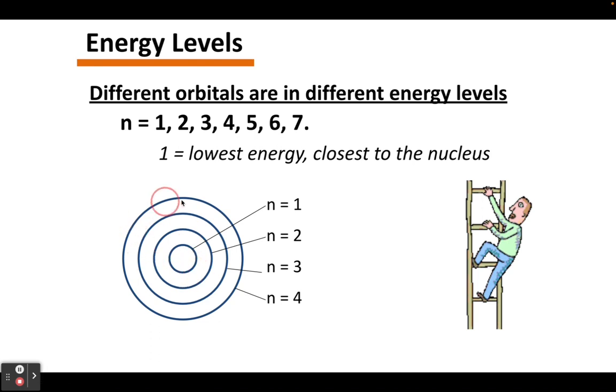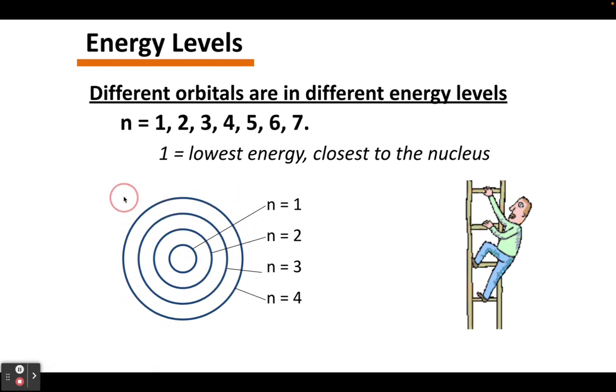Here we have a Bohr model picture, which makes it easier for us to understand. Here we have one circle, or one sphere, around the nucleus. That would be energy number 1. That's the lowest energy. It's the closest to the nucleus being in the center. And next we have n equals 2. That would be the next higher energy level. N equals 3 and n equals 4 and so on.